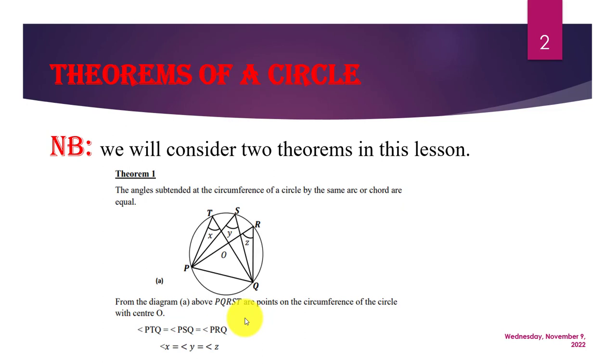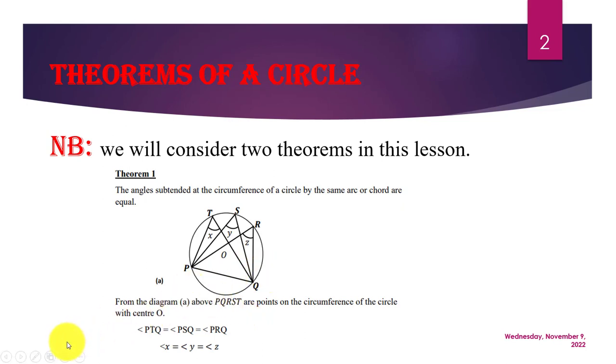Now the first theorem that we are looking at states that the angles subtended at the circumference of a circle by the same arc or chord are equal. So let's consider the diagram below that is shown on the screen.